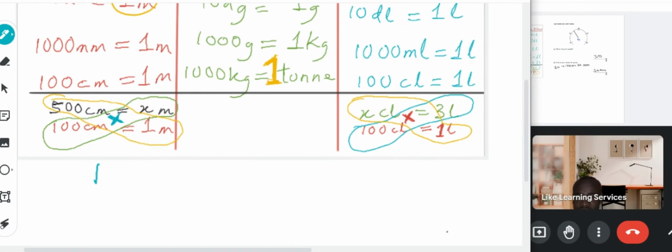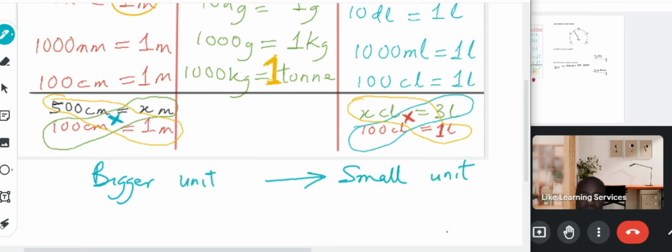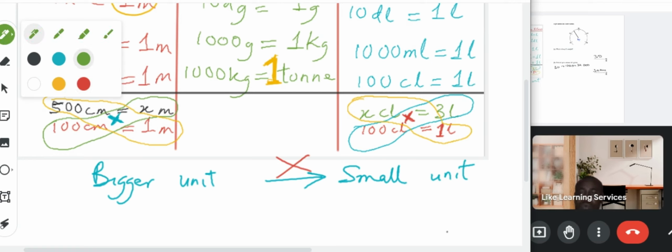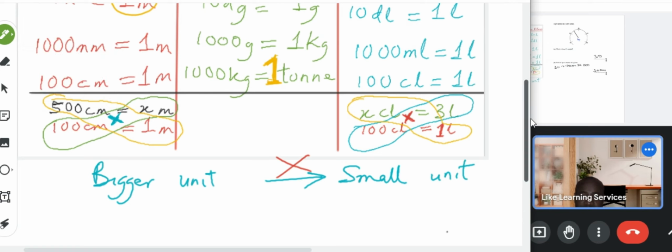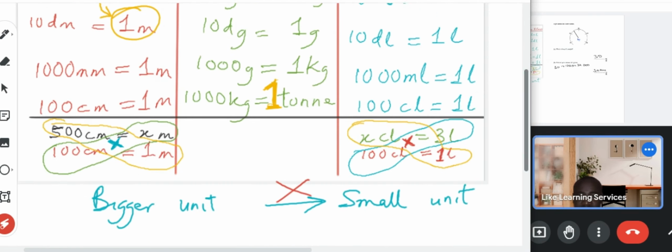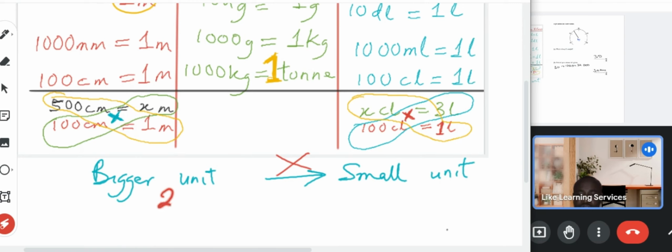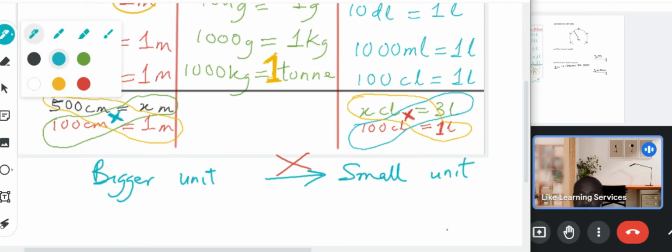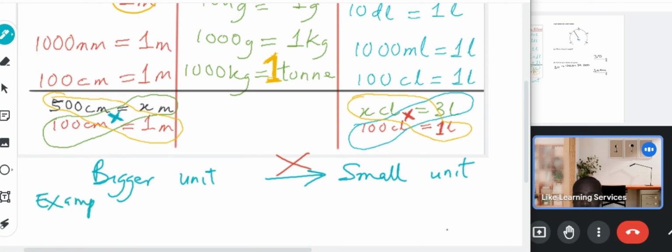let me just note it down. Bigger unit to smaller unit, you multiply. A simple example, you've applied that. For instance, you multiply by the conversion rate. Let me write it out so that we can note.